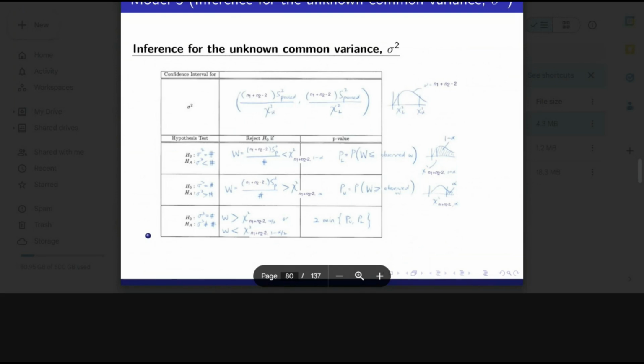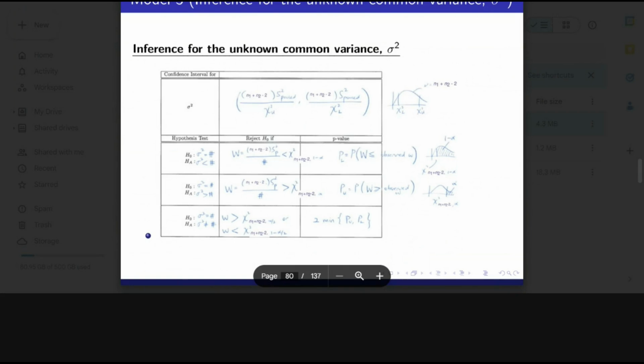So when I give you inference of sigma squared on one population, you use just s squared from that one sample, and you scale it by n minus 1. Now there are two populations, two samples, so you use n1 plus n2 minus 2 like that. You need to find this chi-square L and chi-square U.